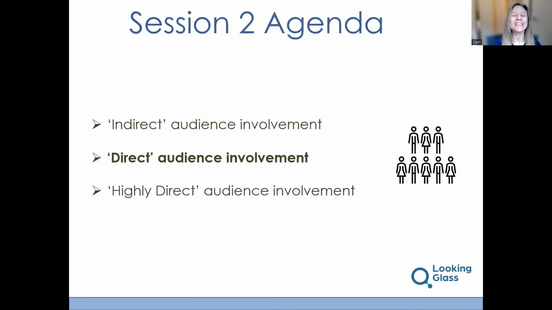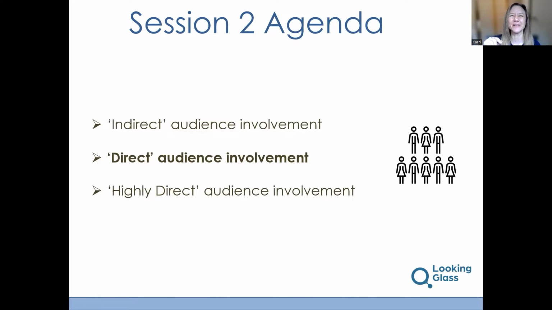Okay, let's kick on. Let's talk about direct audience involvement. This is clearly where we start asking for input from the group. So this is an in-between, indirect and highly direct, as you can see. And the thing about direct audience involvement is this may be a question to the group. You can choose to get involved or not as a participant. I can speak or I can hide. I can stay quiet. I don't have to get involved, but I can.